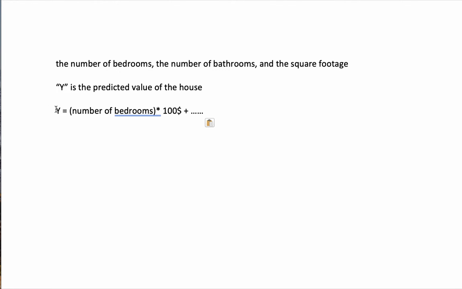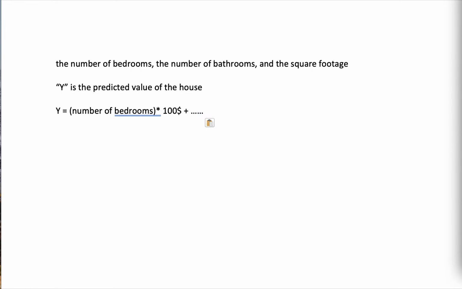So that means that the predicted value of the house is going to be $100 times the number of bedrooms in the house. So if we have two bedrooms, that would be 2 times 100. That would give us $200. And now I put plus ... because we got to continue building this model.